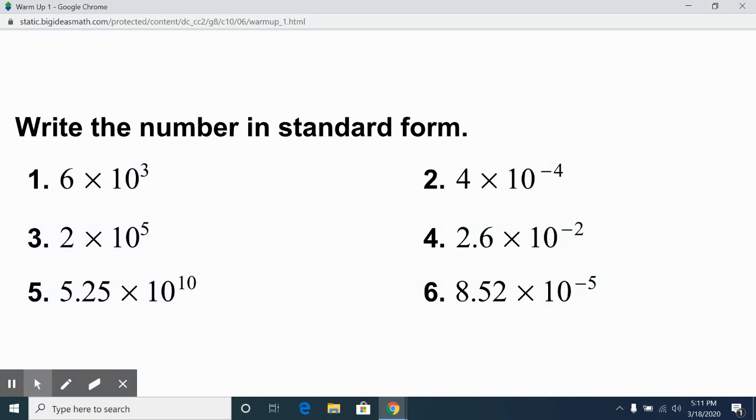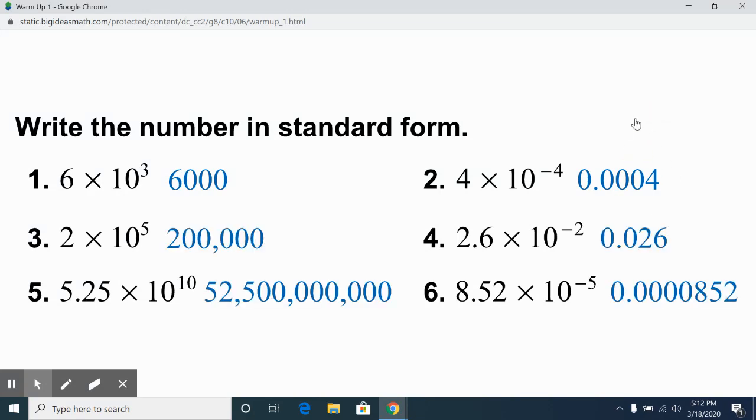Right now, let's get our materials ready to go. I want you to complete these 6 problems as a warm-up. After you come back, I will have your answers popped up. But at this time, let's pause our video and finish these 6 problems, please. Okay, so here are your answers. Here are your answers in standard form.